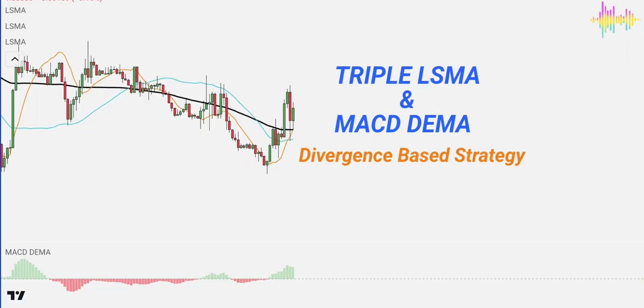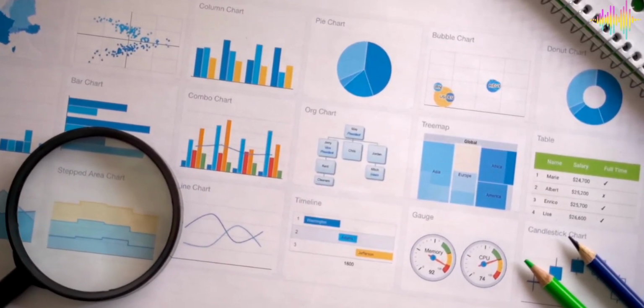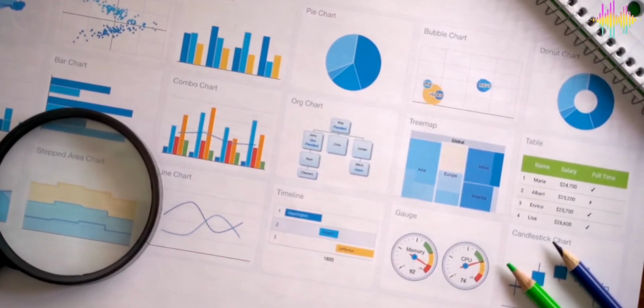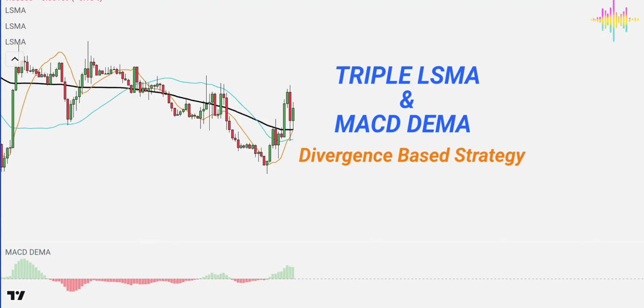Hello. In this presentation, we will take a closer look at a trading strategy based on technical analysis. This strategy is developed to predict trend reversals by using price movements and indicators. It also includes rules to determine entry and exit points for each trade.